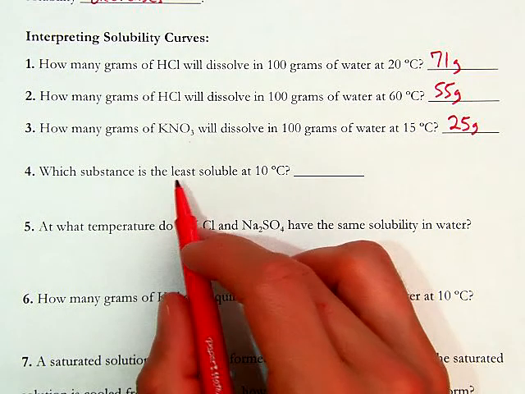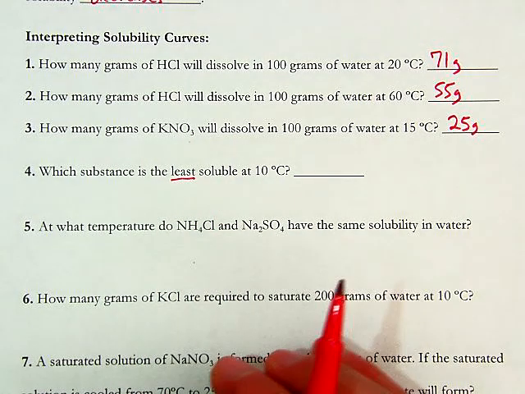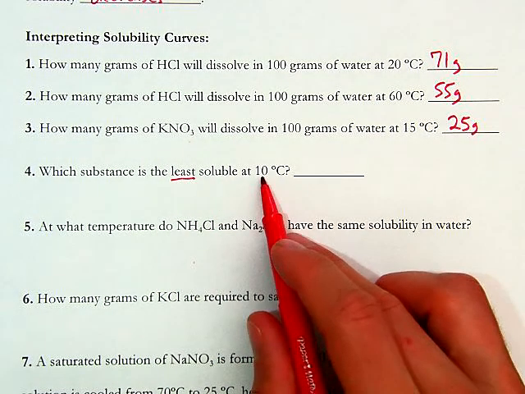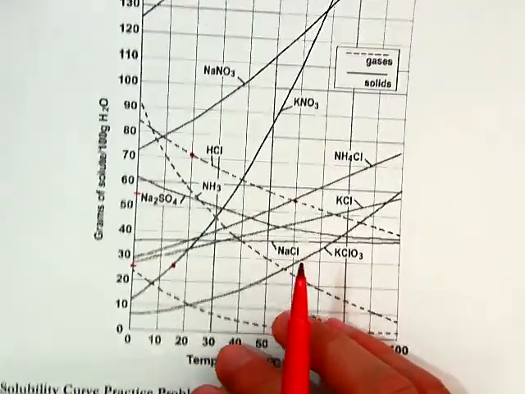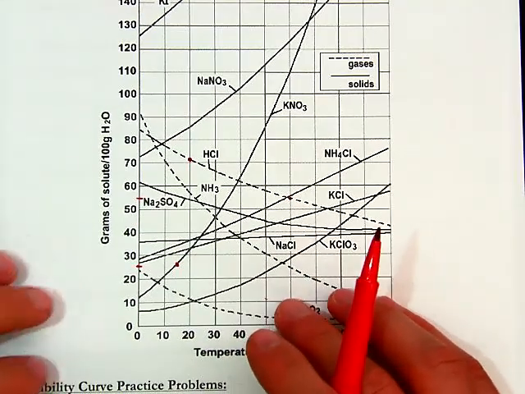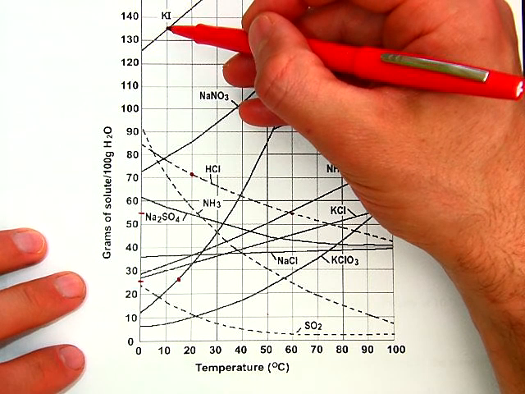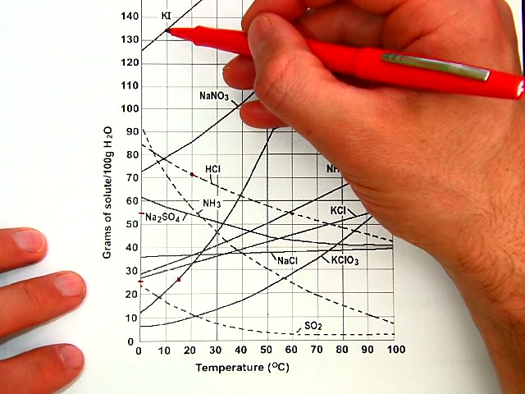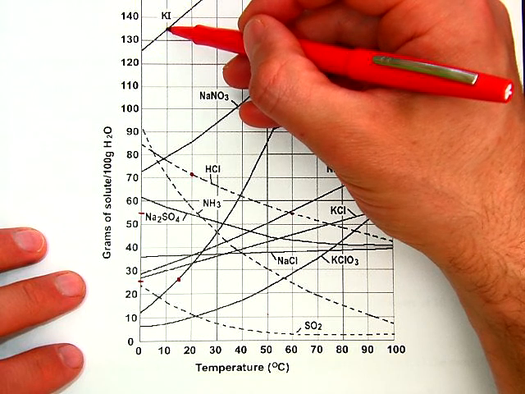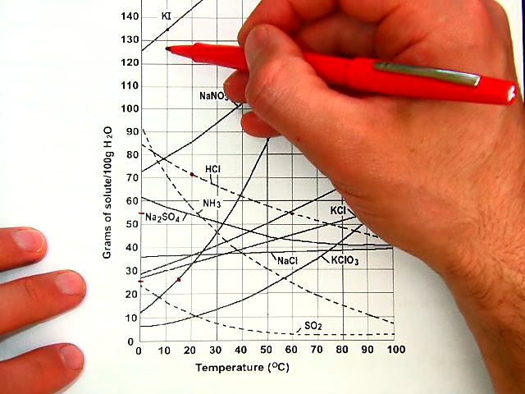Number 4 says, which substance is the least soluble? Now, least soluble means that you cannot dissolve very much of it, and they're asking about 10 degrees Celsius. So if we're looking on this chart, at 10 degrees Celsius, something would be really soluble, like if you look at KI up here, at 10 degrees, you can dissolve like 135 grams of it. That's a huge amount to be able to dissolve. That's very soluble at 10 degrees. But they're asking what's the least soluble at 10 degrees.